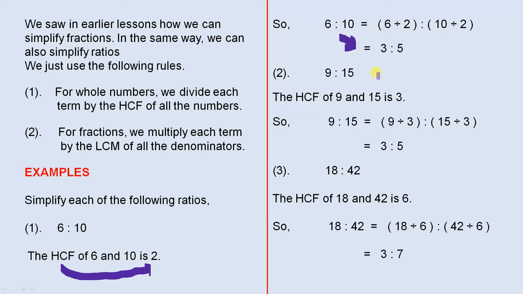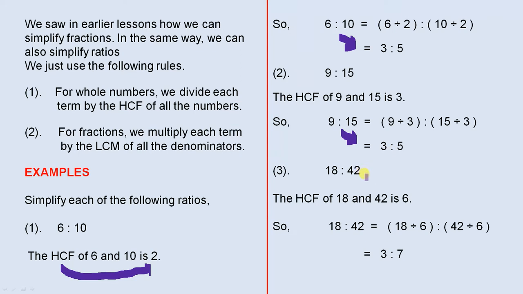Number 2, 9 is to 15. The HCF of 9 and 15 is 3. So the highest number that will divide into 9 and 15 evenly is 3. So 9 is to 15 will be 9 divided by 3 is to 15 divided by 3. So 9 divided by 3 is 3, 15 divided by 3 is 5. So 9 is to 15 is simplified down to 3 is to 5.